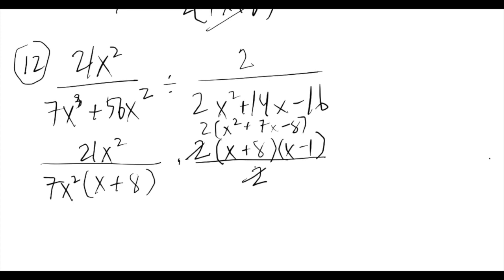Okay, so ano mga pwede natin i-cancel? 2 and 2, 21x squared over 7x squared, may iwan is 3. X plus 8 and x plus 8. So, we are left with 3 and x minus 1, or 3x minus 3.